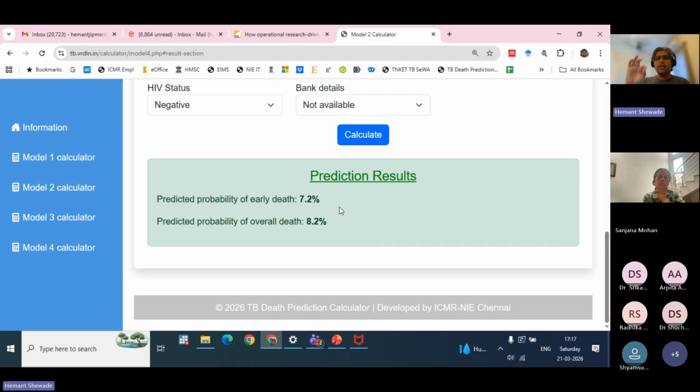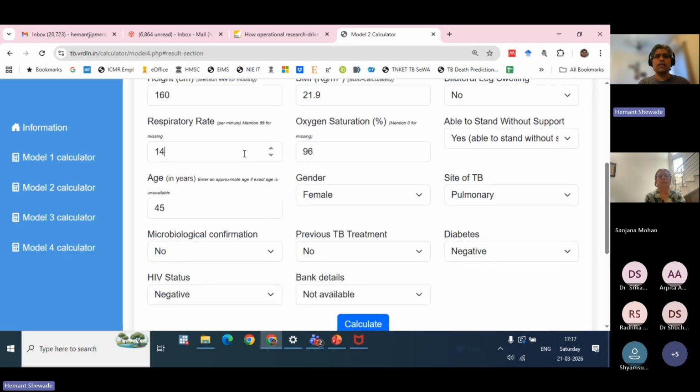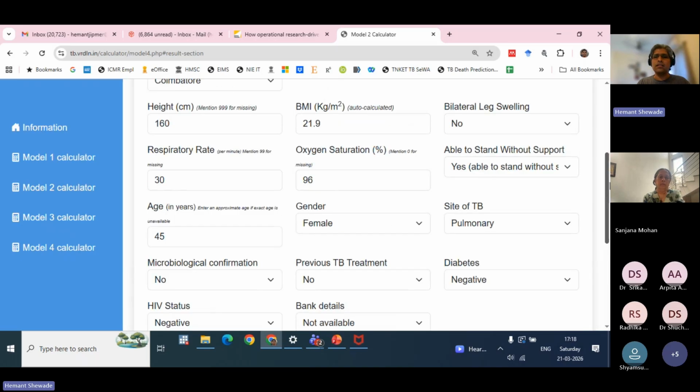That is just the mere non-availability of a bank account, which is an indicator of being highly marginalized. Someone not having bank details, along with a respiratory rate of 30, that is, respiratory insufficiency present. Look at the death rate, it goes as high as 11%. So, one can play around with these indicators.